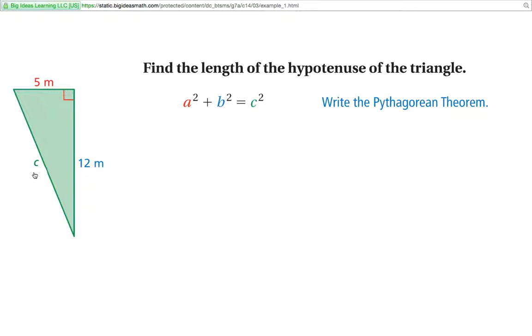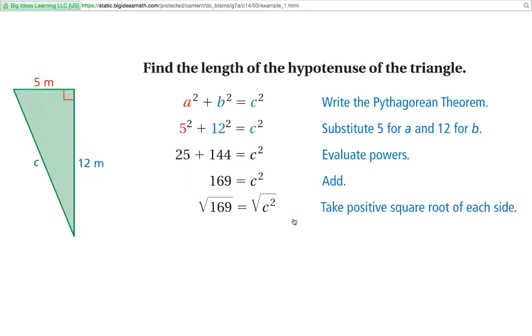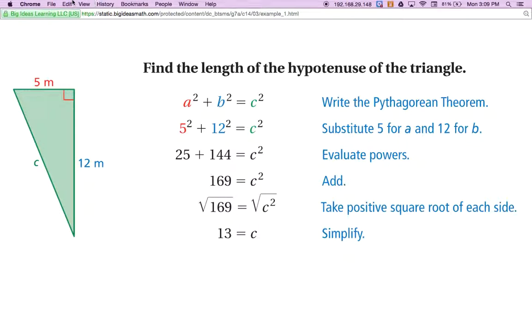Our goal is to find out what c is. So we're going to plug in our numbers. 5 squared plus 12 squared equals c squared. Go ahead and simplify those. 5 squared is 25. 12 squared is 144. So we get those two. Combine those. We get 169. Now, in order to solve something that's squared, we need to do the square root. The square root of 169 is 13. Thus, c is equal to 13 and is our longest side of our triangle, which makes sense. In a right triangle, the longest side is always going to be the hypotenuse.